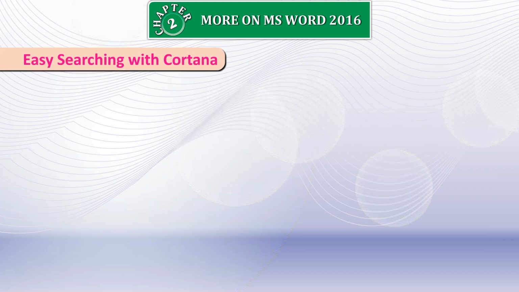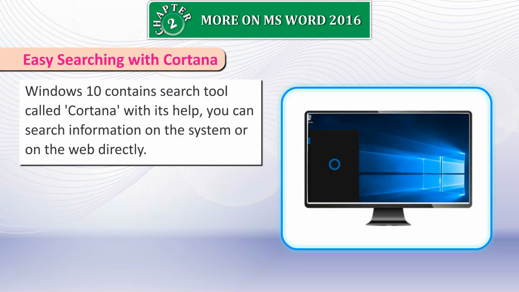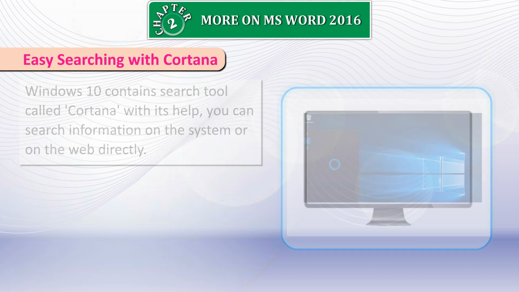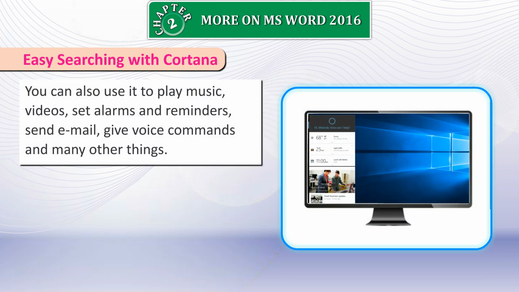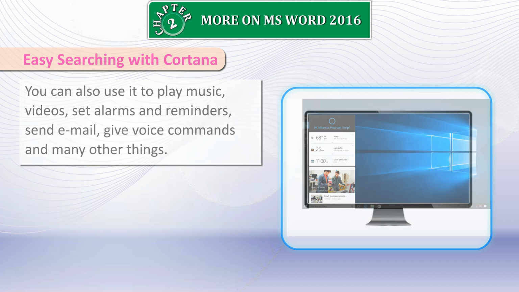Easy searching with Cortana. Windows 10 contains a search tool called Cortana. With its help, you can search information on the system or on the web directly. You can also use it to play music, videos, set alarms and reminders, send email, give voice commands, and many other things.